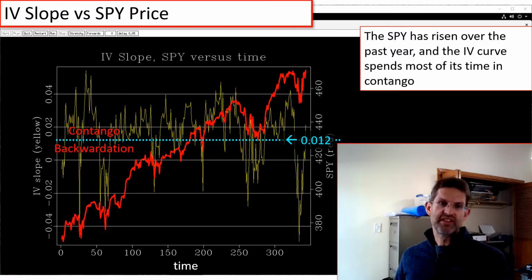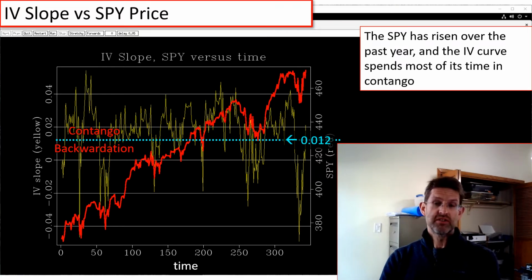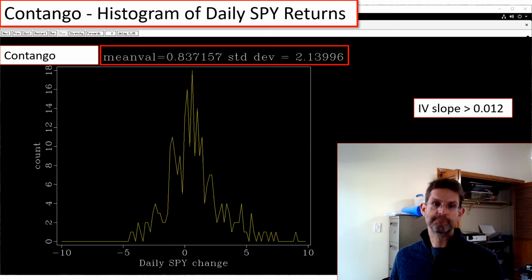Here I plot the daily IV slope versus the stock price of the SPY for the last year. You notice that the IV slope is usually in contango, so it's usually above that blue dotted line. And when it's in backwardation, the market is typically falling or trading sideways, and volatility tends to be higher. That kind of gives you an indication that this IV slope might be a good signal to tell you when the market is bullish or bearish.